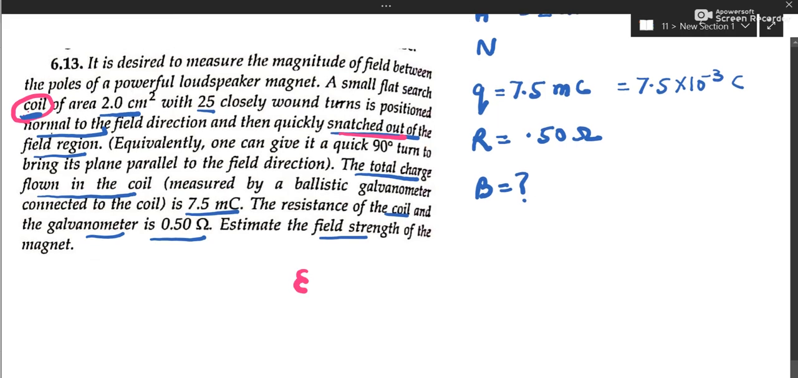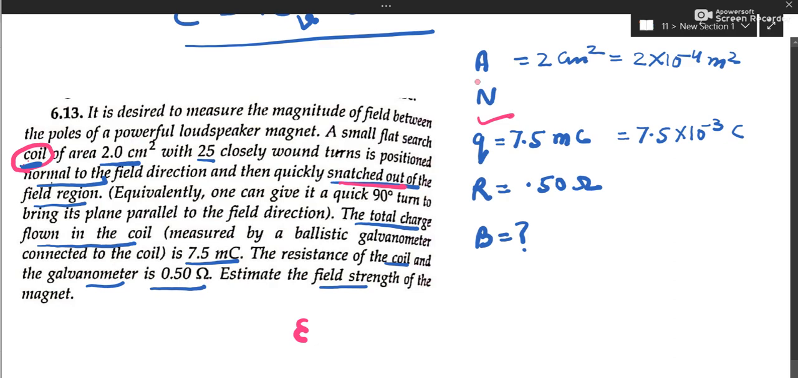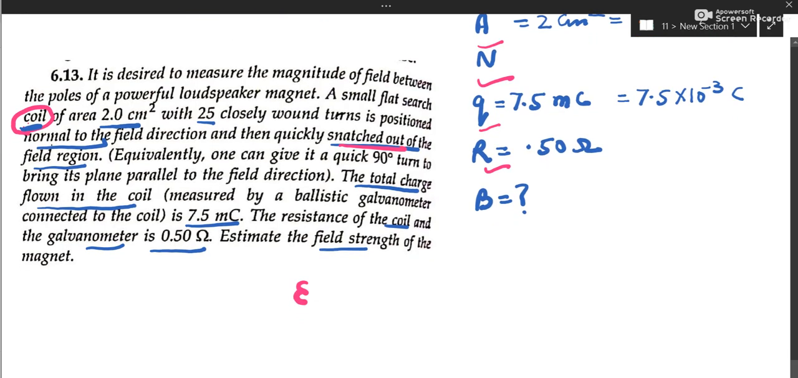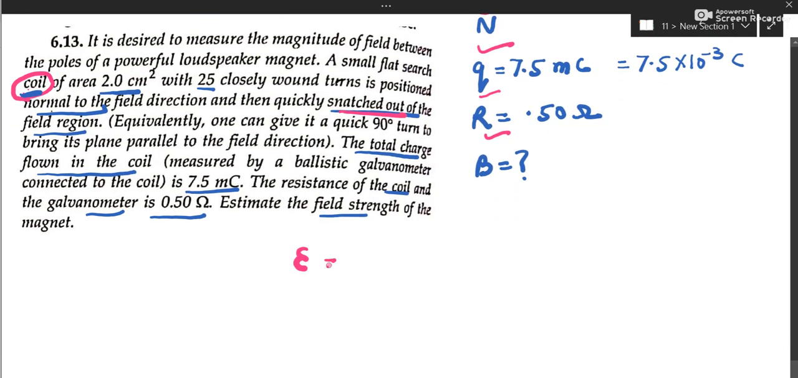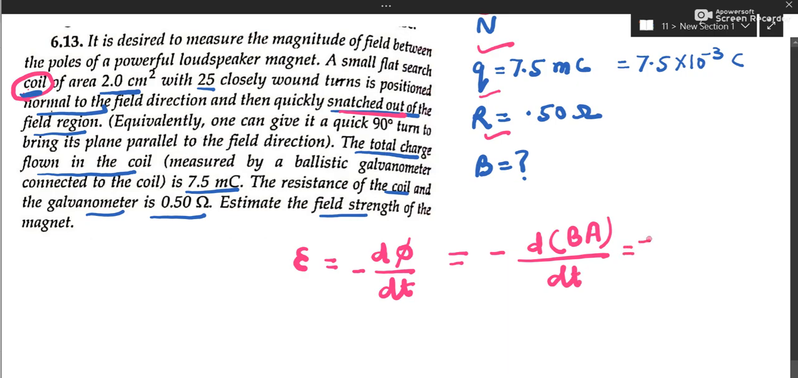Now see, what have they talked about? We'll have to see according to that. So here we have number of turns, area and charge. They are talking about resistance also. So let us use a basic formula. EMF is equal to d phi by dt. So flux can be written as, if you wish to use the negative sign, you can use. Flux can be written as BA. Okay, area can be taken out as dB by dt.